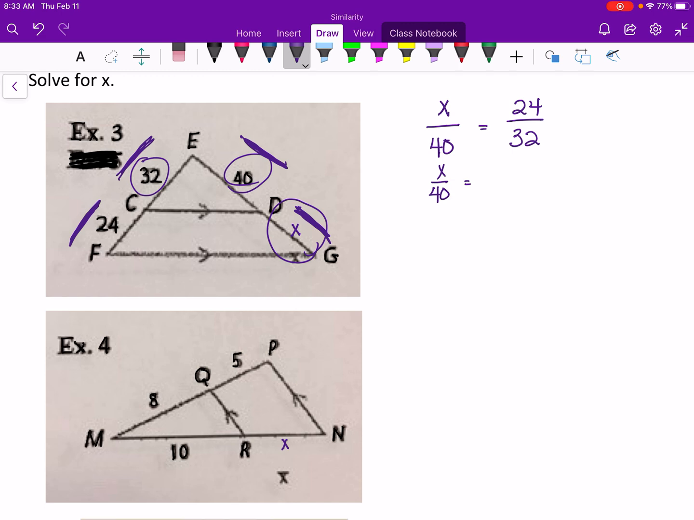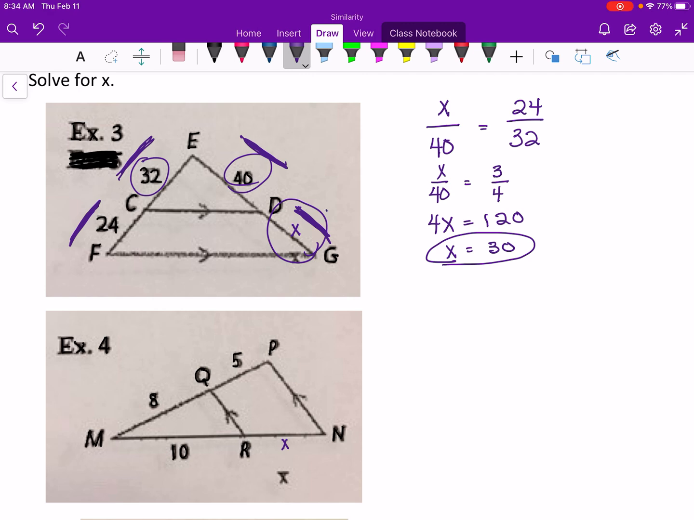24 over 32, 8 divides into both of those, so we can reduce out the 8. It gives us much lower numbers to work with. So 4x is 120 using cross multiplication. Divide both sides by 4, and we do get x equals 30. And we were asked to find x. That is also the length from D to G.